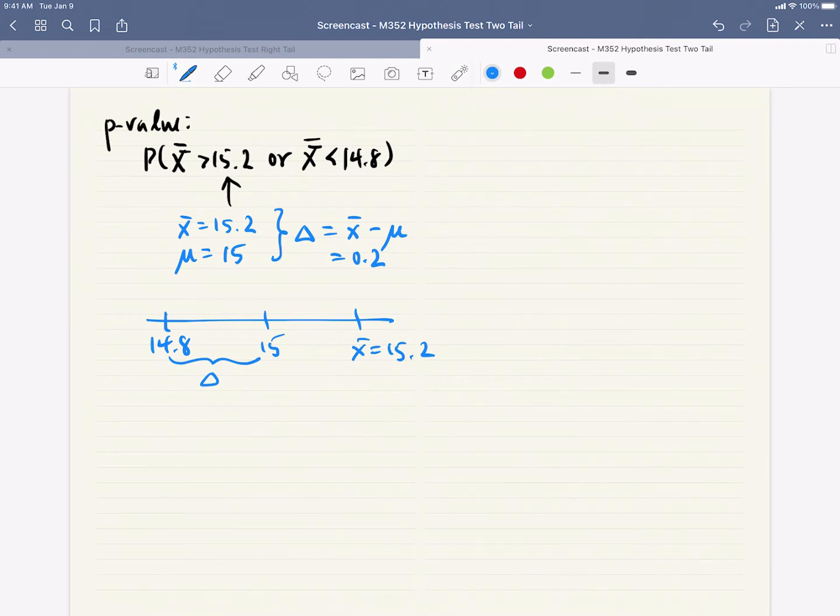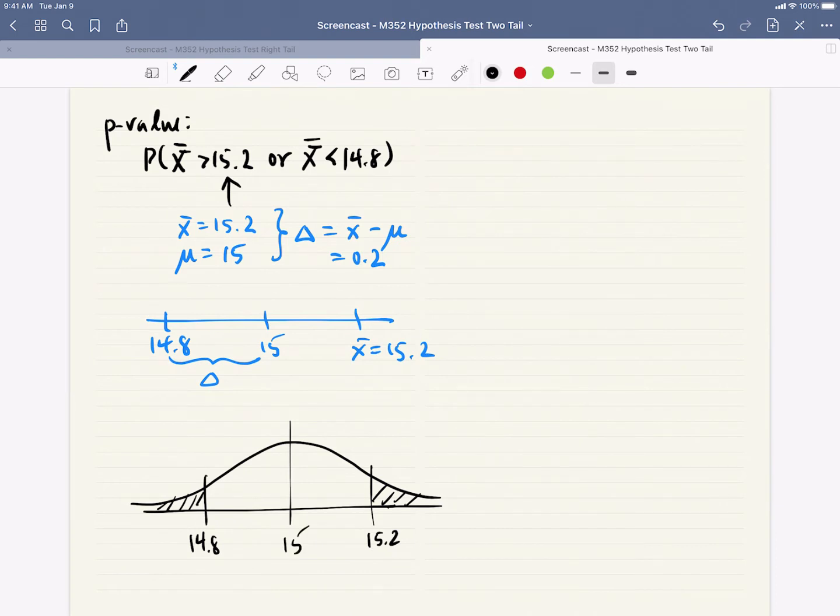Well, we'll draw another picture here. The probabilities are these areas. 15.2, 14.8, 15 is right here. The two areas are disjoint, so you can think of these two events as independent. It's probably the wrong language. But this is going to be the probability that x bar is bigger than 15.2. That's this area. And then we have to add to that the other area. The probability x is less than 14.8. That's this area.